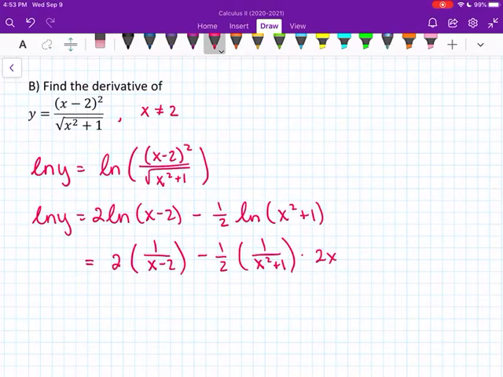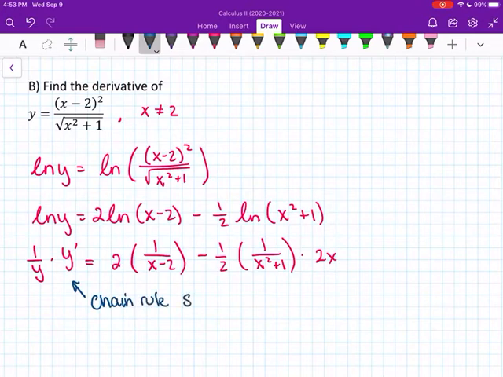And so now I have to think about taking the derivative of the left-hand side. When I take the derivative of the left-hand side, I get 1 over y. But remember that y is a function of x. So I need to use my good old friend, the chain rule, and also multiply by the derivative of y. So that's my chain rule, since y is a function of x. Okay, so now let's continue.